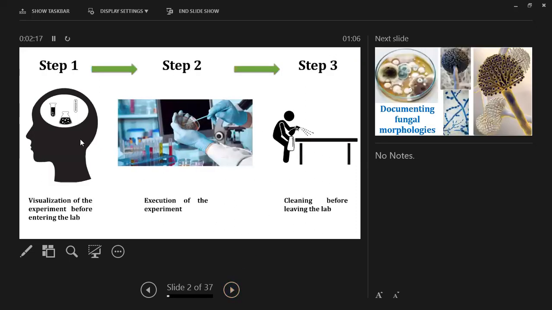Okay. Before getting into the lab, you should remember these three things. First thing, you should visualize your experiment. What are you going to do? Second thing, execute it in a very sharp manner in very limited time. Do not waste your time while doing the experiment. Third thing, just clean the lab and leave it as a better place for the next people who are using the lab.